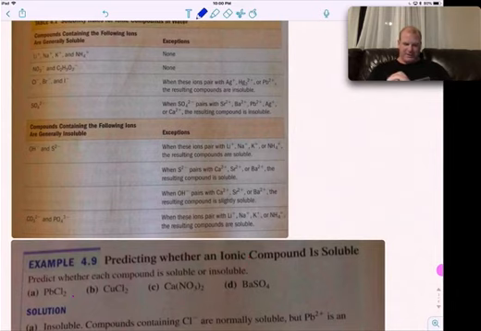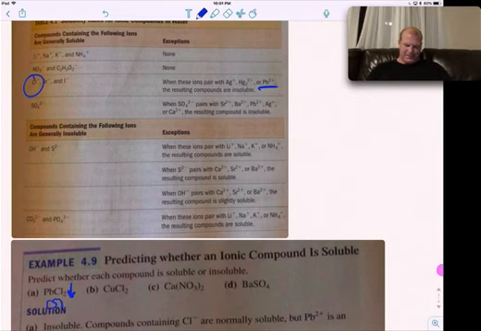So you look here, chloride's here. Chloride tends to be soluble, with the exception of lead. Because of that, it's insoluble. I'm putting down an arrow, meaning it forms a precipitate. Is this soluble or insoluble? Okay, it's insoluble. I'll put a solid.